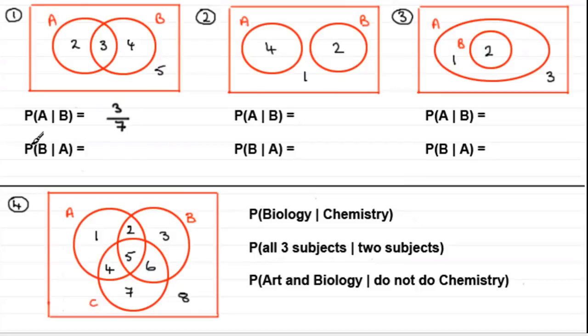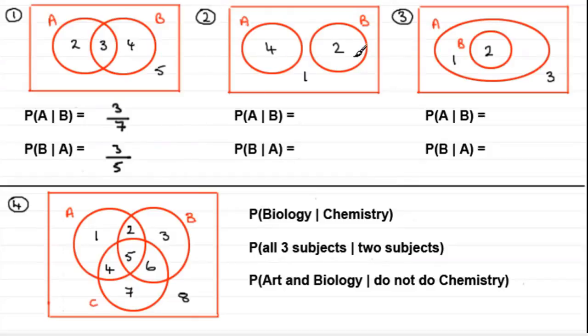What about this one? The probability that someone does biology, given that they do art. So we know they do art, so that's out of 5 people. That'll be our denominator. And out of those 5 people, how many do biology? There's our art. Only 3 people do biology. So it's going to be 3 out of 5.